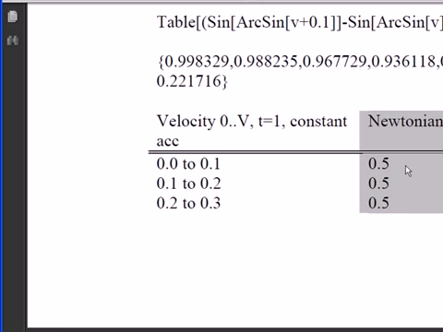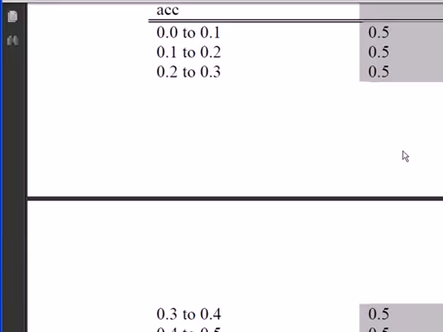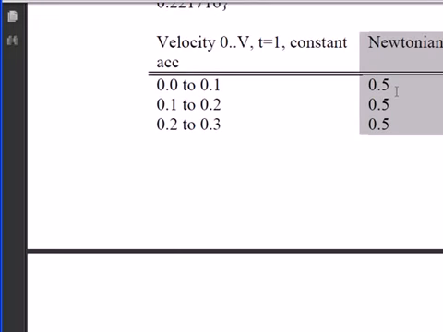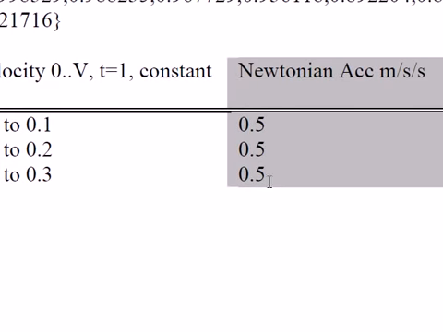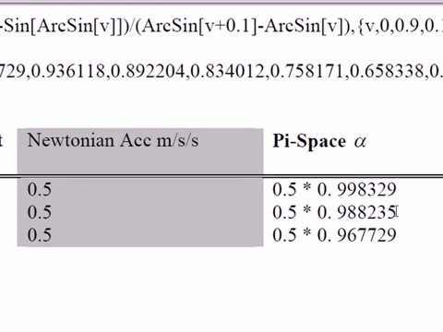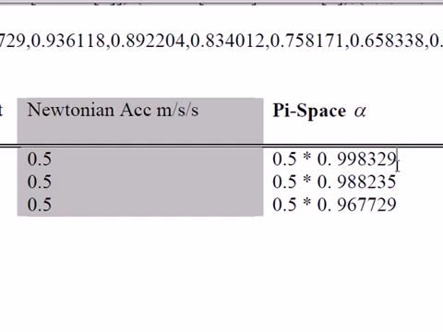If we look at the Newtonian way of calculating it, every time you'll get 0.5, 0.5, 0.5, 0.5, because you subtract the two and you divide by time and you get 0.5. That's all good and well, and that's the Newtonian one. That's the linear acceleration, and it works under weak gravity field. Now in pi space, you multiply the result by the gamma value, and in the case of 0 to 0.1, you get 0.99829, so you get almost the same value back.